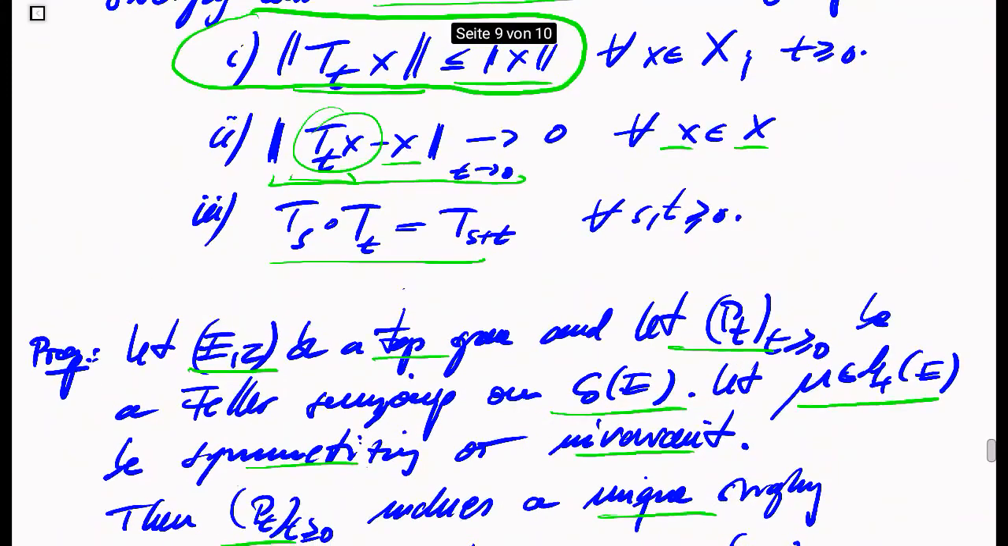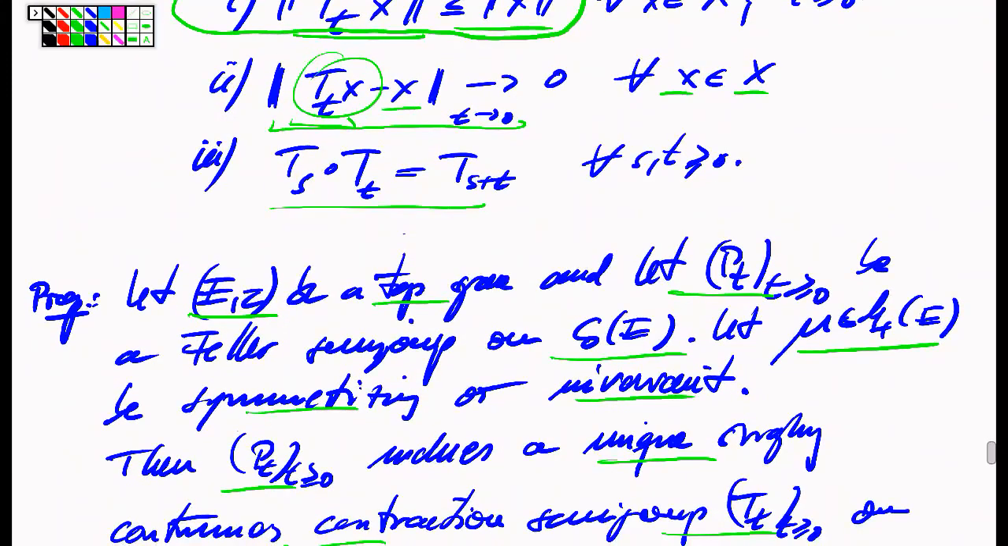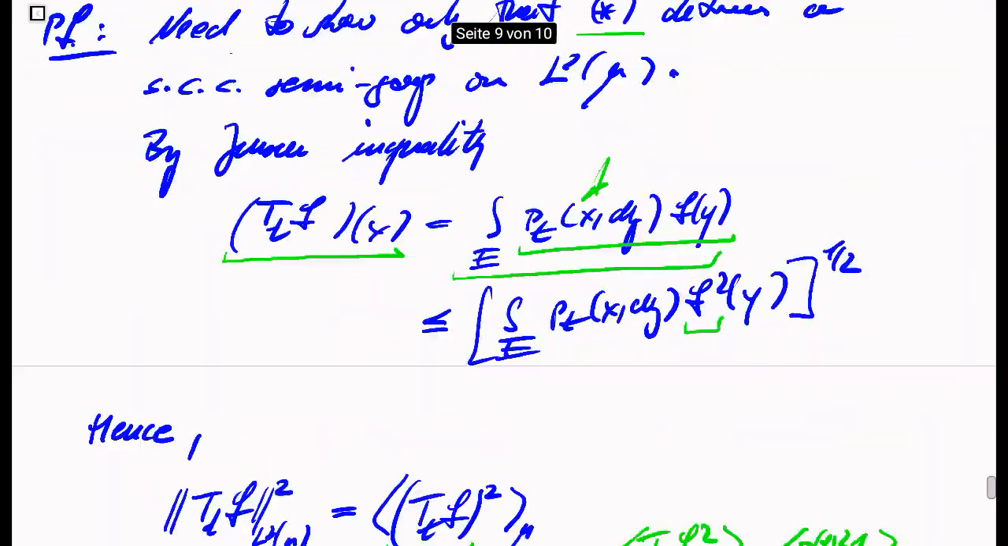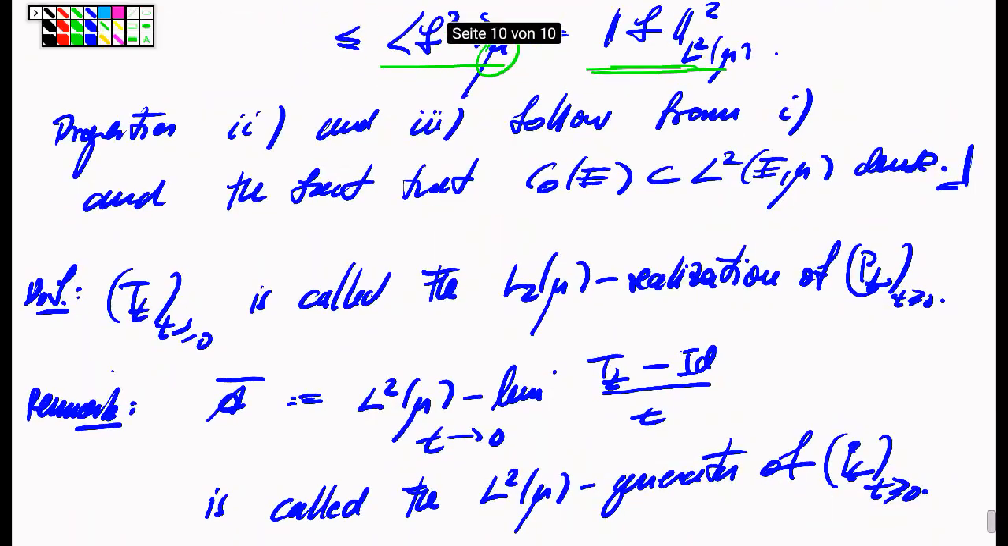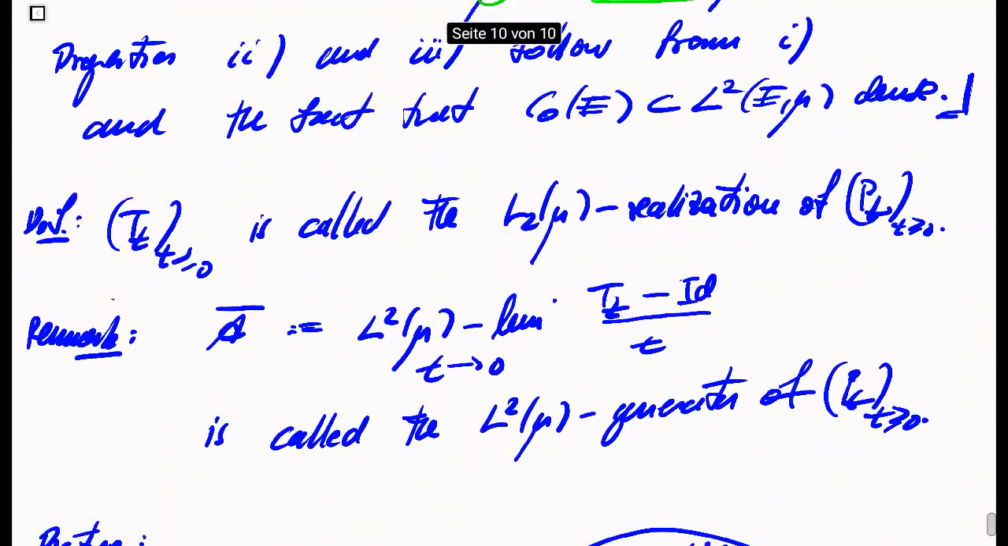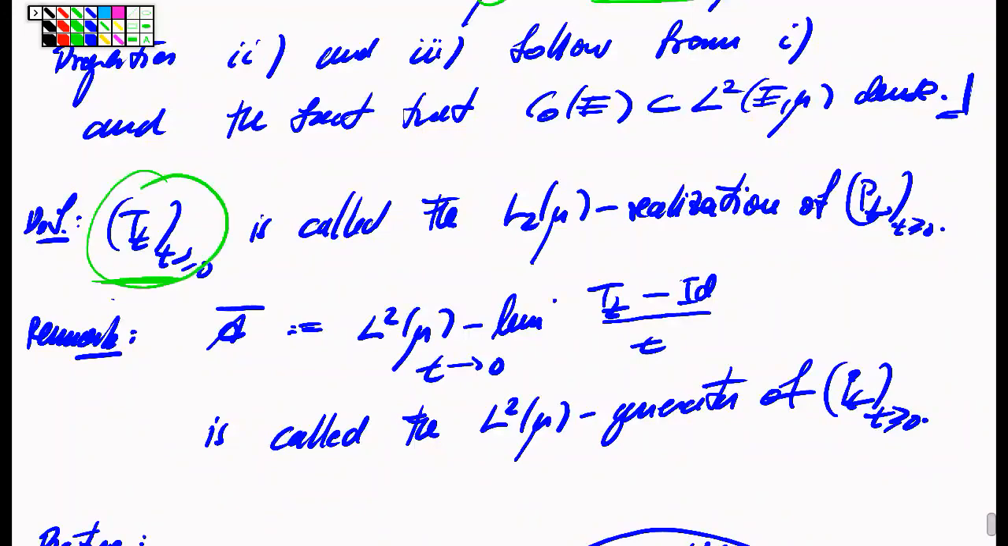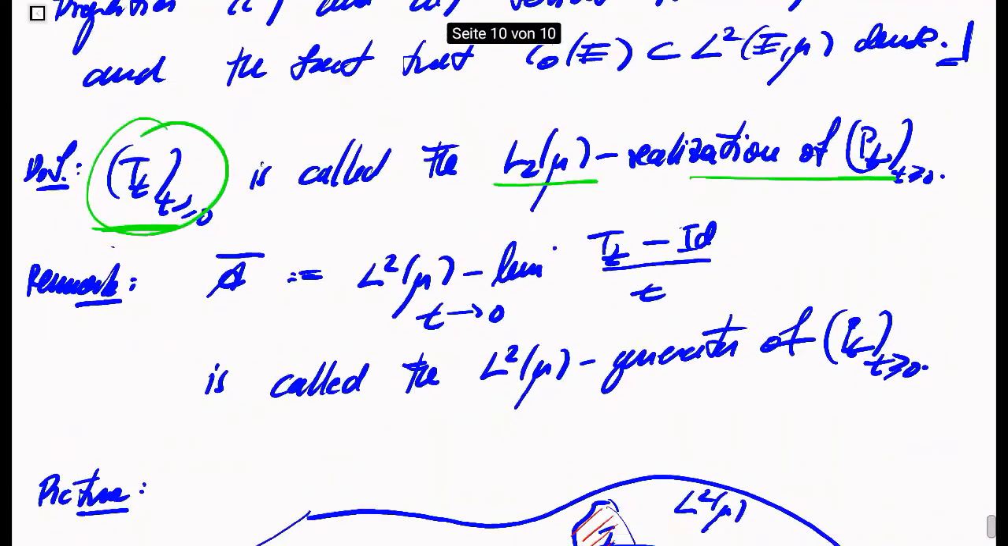So I do have in fact a contraction semigroup in the case when the measure mu is a symmetrizing or an invariant measure. And the remaining properties 2 and 3 basically follow from the corresponding properties of the Feller semigroup by extension to the L2 case. That extension of this T_t, this new semigroup, which is now a semigroup acting on a bigger space, is called the L2(mu) realization of the Feller semigroup.